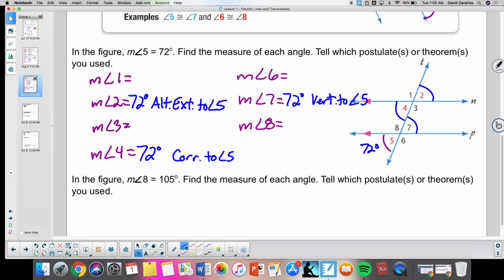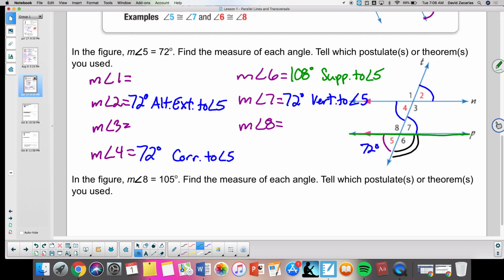Well, how about the other 4? Let's go with angle 5 and angle 6. Angle 5 and angle 6 form what we call a linear pair. If you connect them, you get this line right here. Well, a linear pair are always supplementary. So if angle 5 is 72, then angle 6 has to be 108 because they have to add up to 180. So we could say it is supplementary to angle 5.